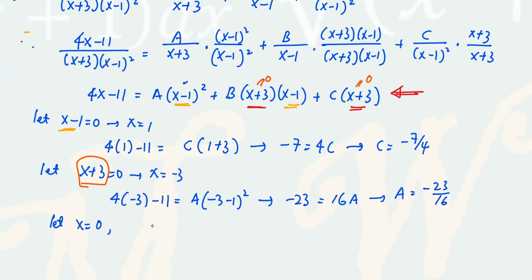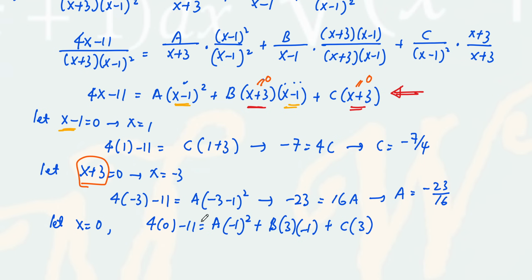So when I let x be 0, I will be getting 4 bracket 0 minus 11. Just replace now. It will be a bracket 0 minus 1, so I will write minus 1 squared, plus b bracket 0 plus 3, so b times 3, bracket 0 minus 1, so it's minus 1, plus c bracket 0 plus 3, that is 3. Okay, I'm getting this equation now.